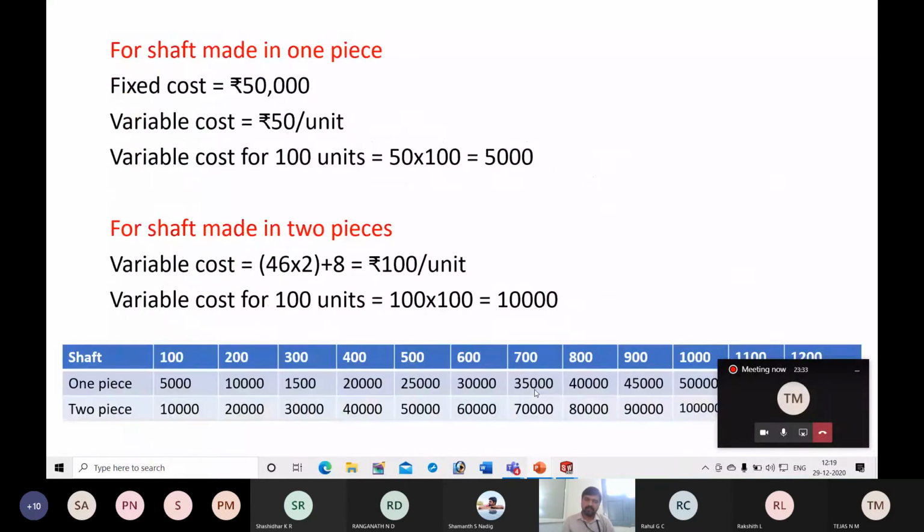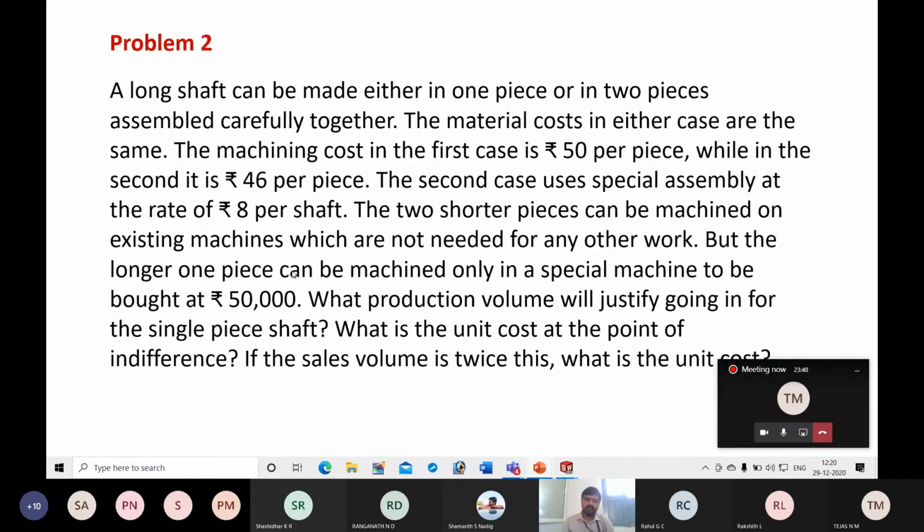That's why for this particular job, you are not investing in the machine. That's why for this case there is no fixed cost. Then the variable cost is 46 per piece. While in the second option it is 46 per piece, here the shaft is made using two pieces. That means the machining cost will be 46 into 2.